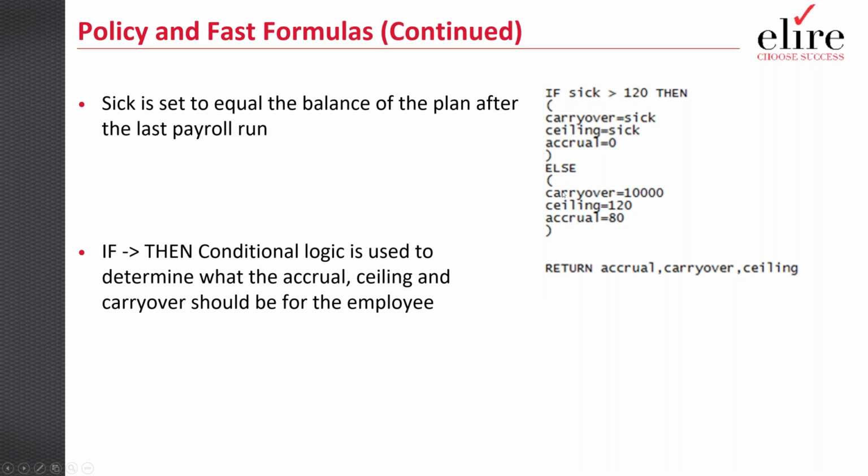If it's anything else, their carryover is going to be the full amount. So this is kind of an arbitrary number. I put 10,000 in there. No one's ever going to be able to get up to that point, but that just makes sure that they carry over their full amount. And then for the ceiling, hard-coded into the formula is 120, and then for the accrual, that's going to be 80. We return those in the formula, run the accrual process, and then we can see that that goes through and is calculated properly. Again, this is a very simple example.